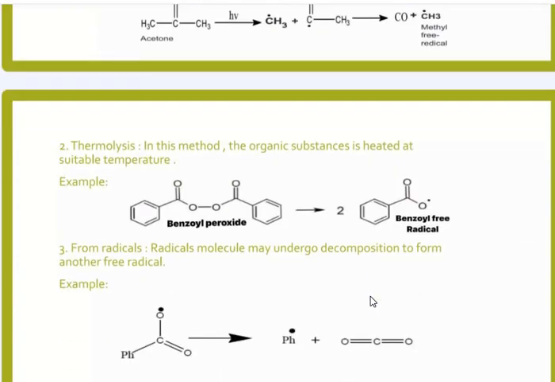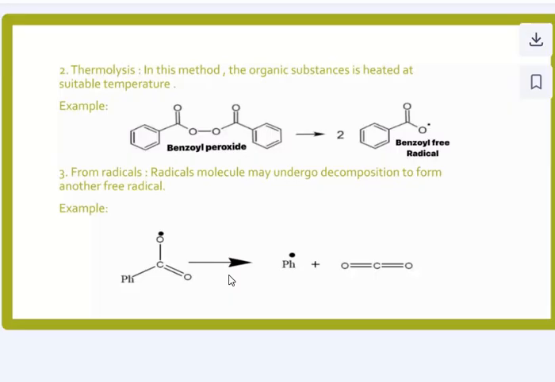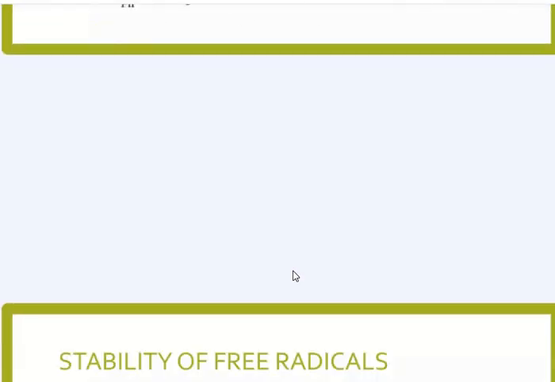Now, thermolysis. In this method, the organic substance is heated at a suitable temperature. Example, benzoyl peroxide. You can see the formation of benzoyl free radicals. Another example you can see here, the radical molecules may undergo decomposition to form another free radical. So after removing the CO2, now the free radicals.